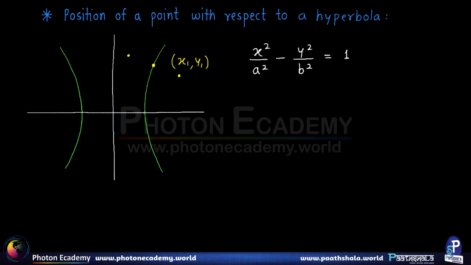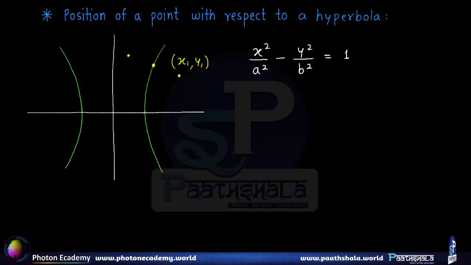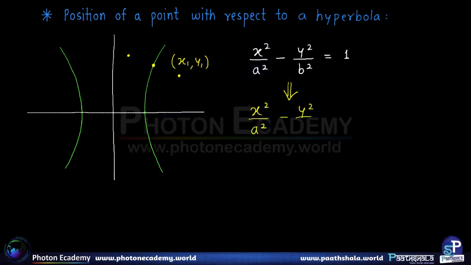Now for that, this is very much similar to what we did in the ellipse. We bring the equation of the hyperbola into a form where all the terms are on one side and 0 on the other side. Therefore we get x square upon a square minus y square upon b square minus 1 equal to 0. Correct? And the expression on the left hand side we call S.